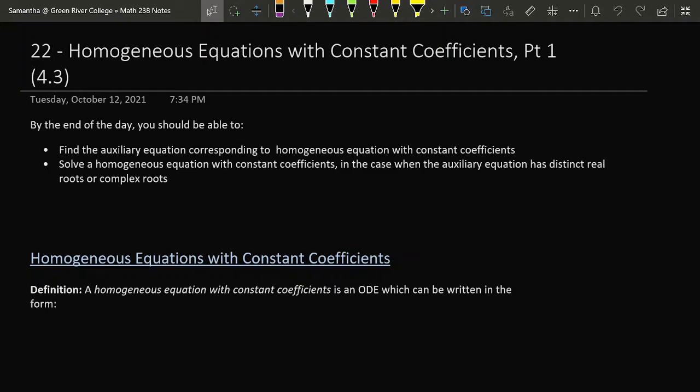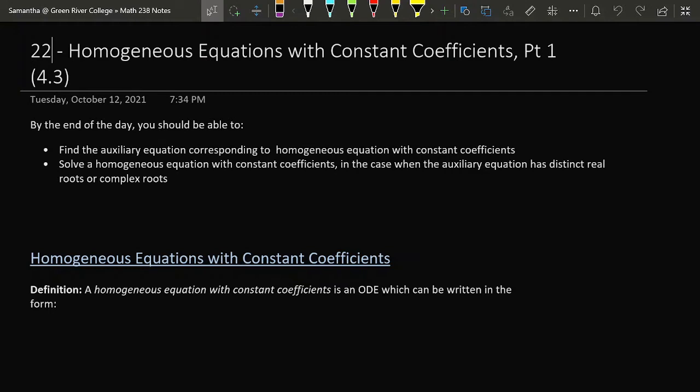We saw that the reduction of order technique gave us a way. If we had one solution to a second order differential equation, we could construct that second one that we needed to get all possible solutions to the ODE. But then the question becomes, okay, well, where do we get the first solution? And we're going to get started talking about that over the next couple of days.